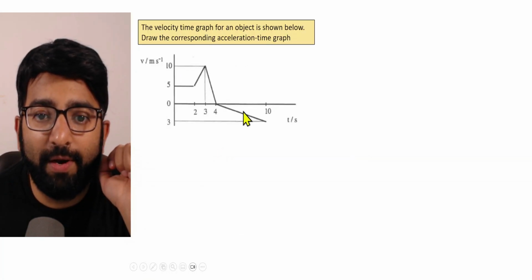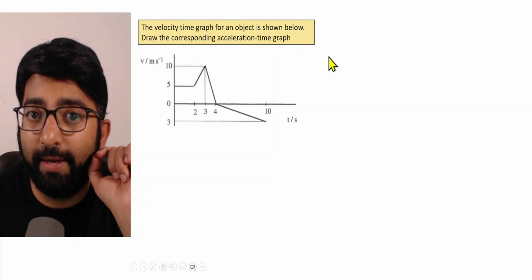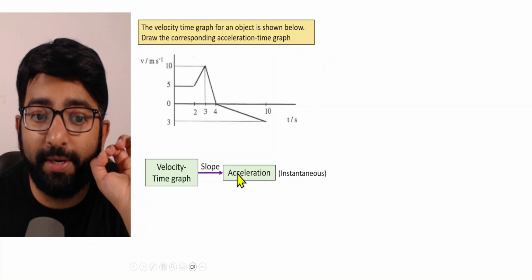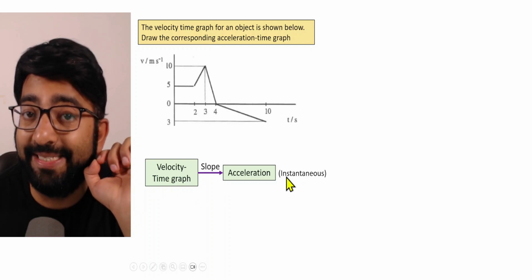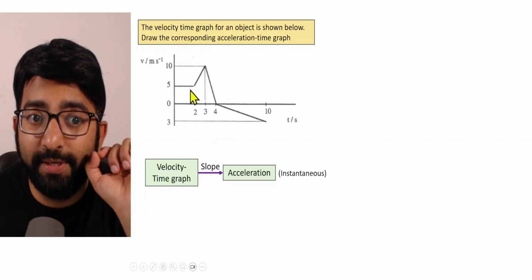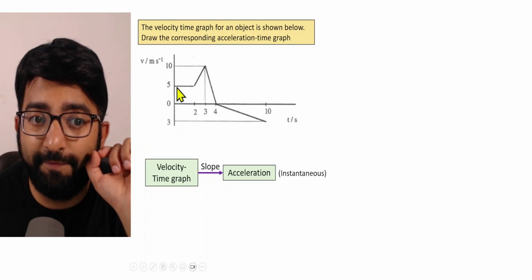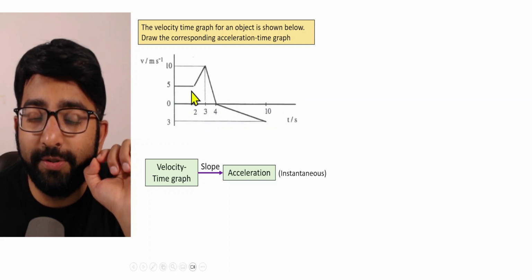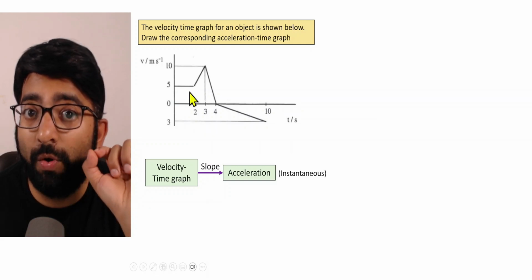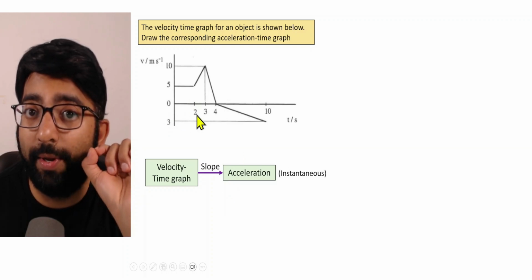Here we have been given a velocity time graph and we are supposed to draw the corresponding acceleration time graph. So remember the basic logic. The slope of a velocity time graph gives us the value of instantaneous acceleration. But this entire graph, let's divide into parts. So from 0 to 2 seconds, this graph is a horizontal straight line, and the gradient of a horizontal straight line is always 0, which means the value of acceleration from 0 to 2 seconds will be 0.